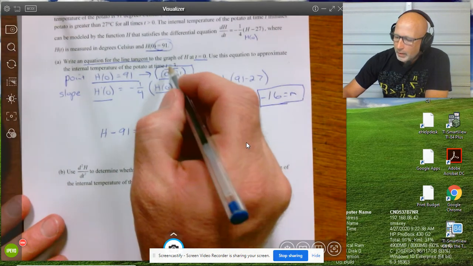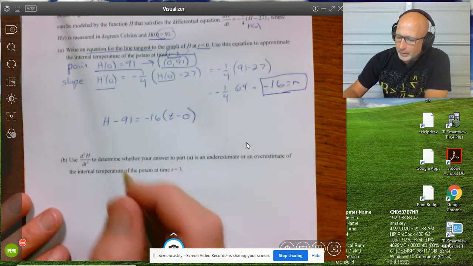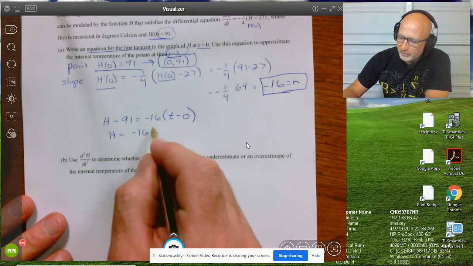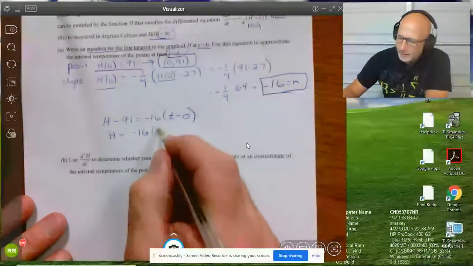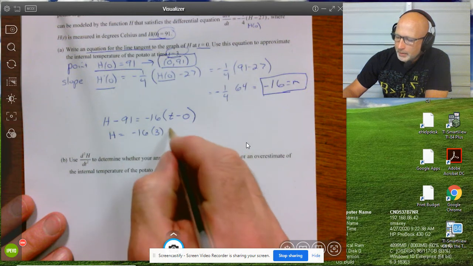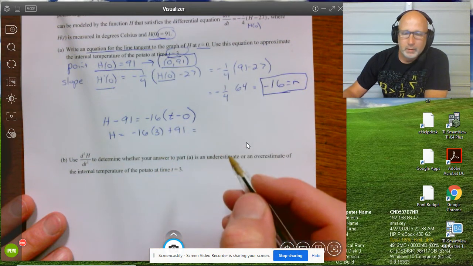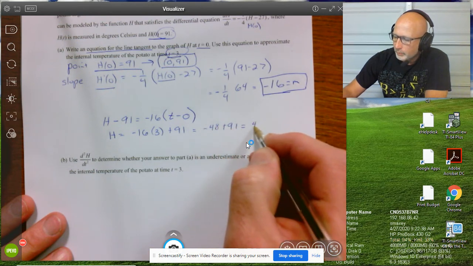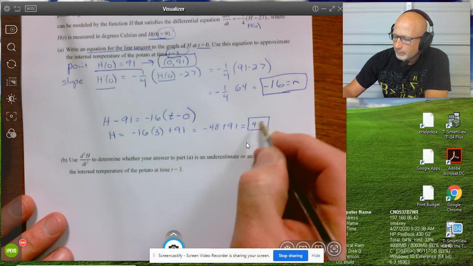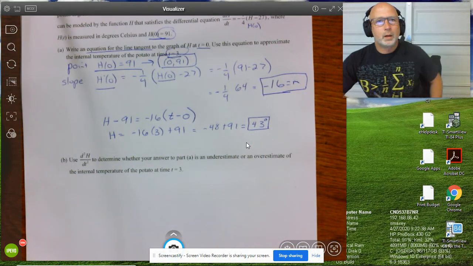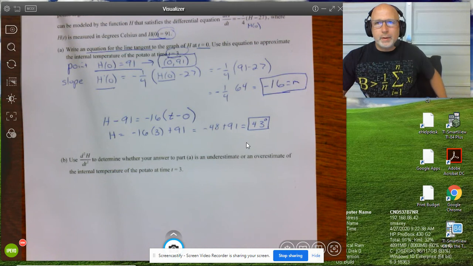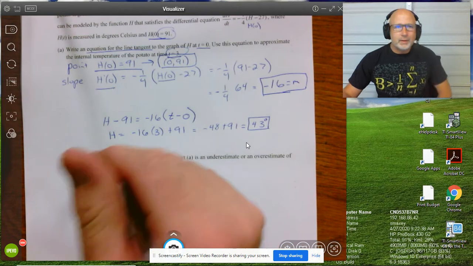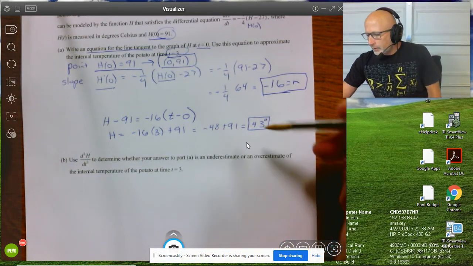Now what do I want to do? I want to figure out what the value of h is when t is equal to 3, so you plug it in. h is equal to negative 16 times 3, the 0 goes away, and then I'm adding 91 to the other side. So you have negative 48 plus 91, which is going to be equal to 43. So 43 degrees. Then let's go back and make sure that we're answering the question correctly. Does it state, explain, or use correct units? It doesn't do any of that, so we can just leave our answer as is.